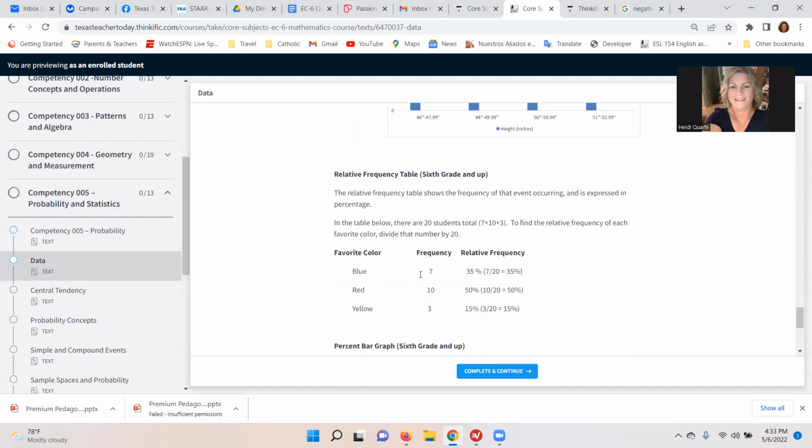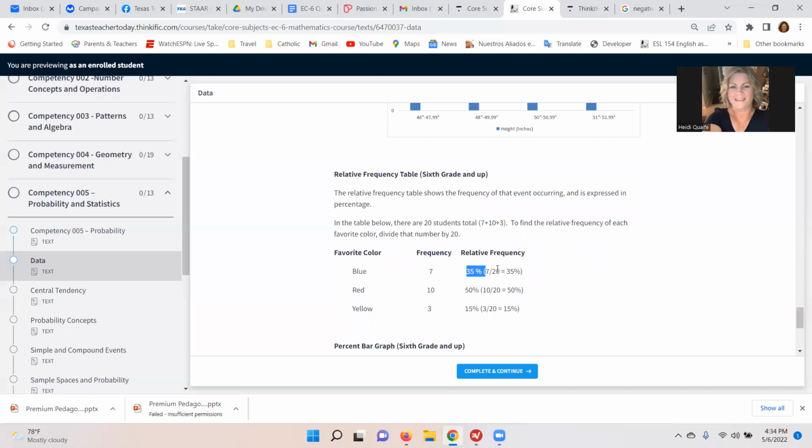A relative frequency table is pretty simple. It just shows how frequently something occurs. So maybe the number of students who had a favorite color, this would represent the frequency chart. And relative frequency would be the percentage, the number of these students divided by the total number. So we have to add the total number: 7 plus 10 plus 3, which is 20.